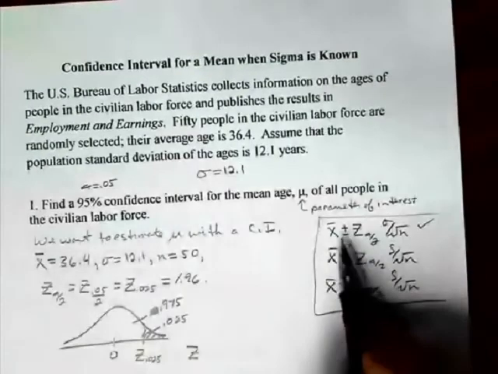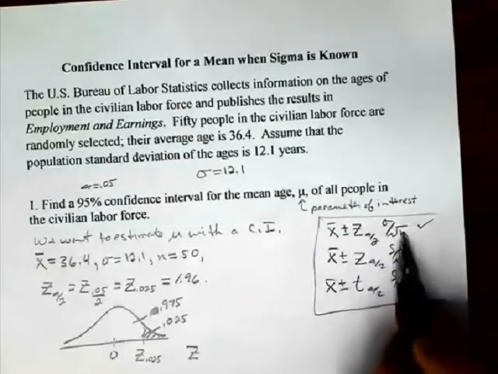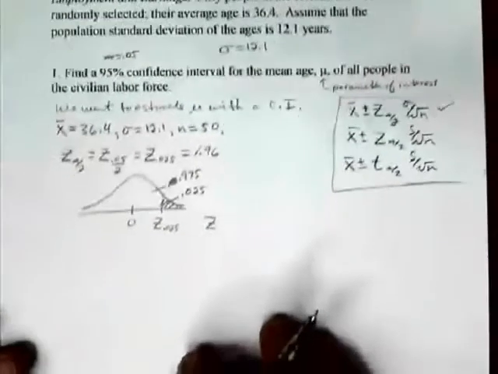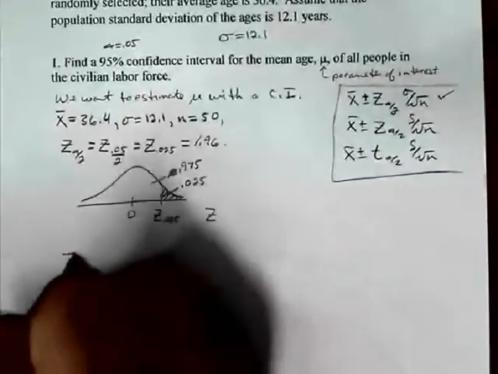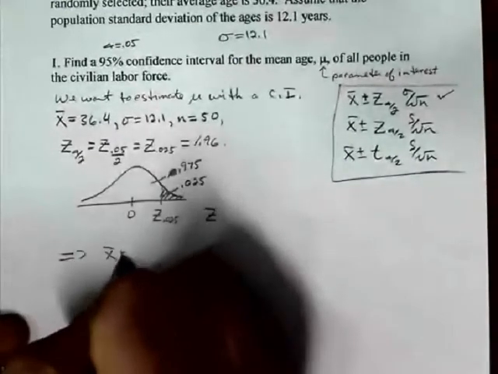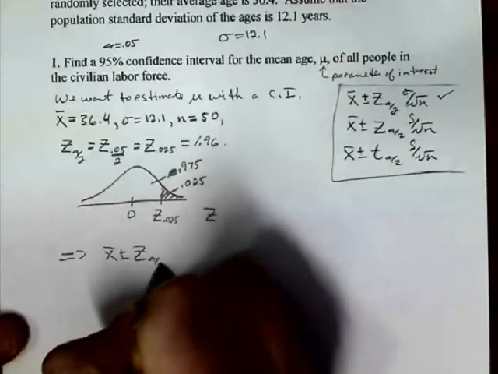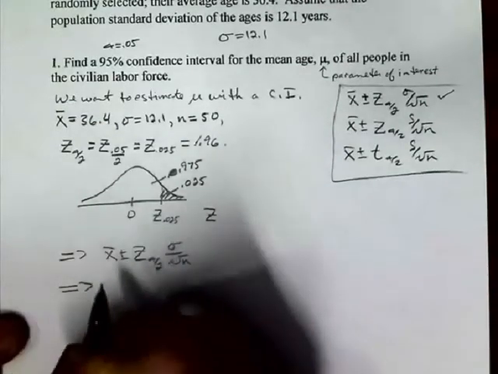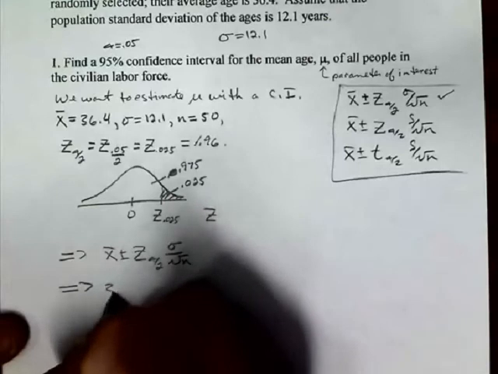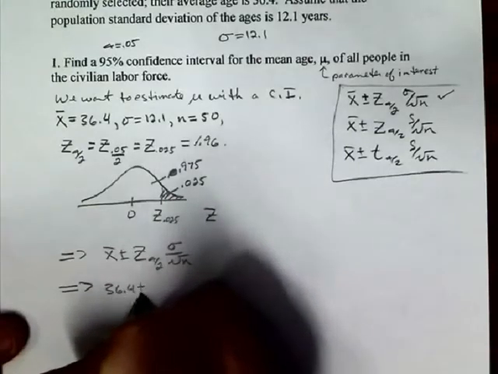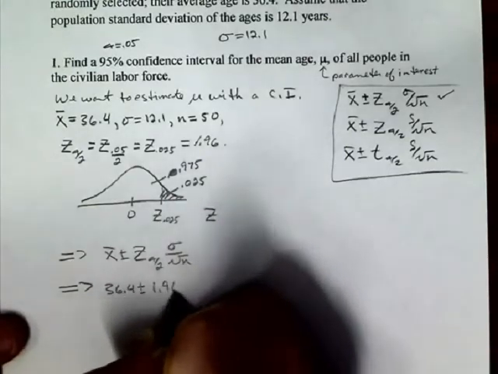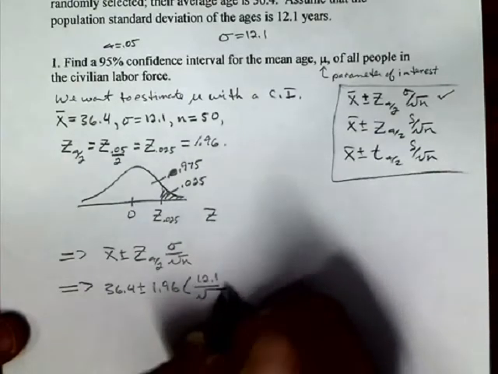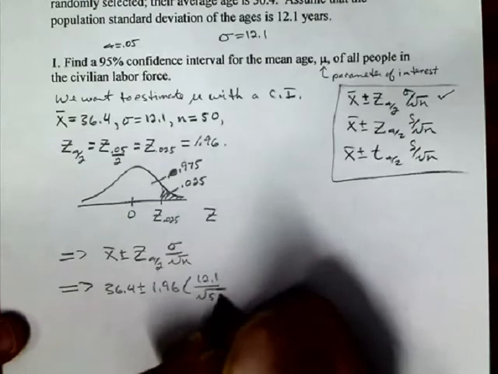All right, now I've got my four pieces that I need to compute the confidence interval. So moving forward here, x bar plus or minus z sub alpha over 2 times sigma over the square root of n. What does that look like? Well, that is 36.4 plus or minus 1.96 times 12.1 over the square root of 50.